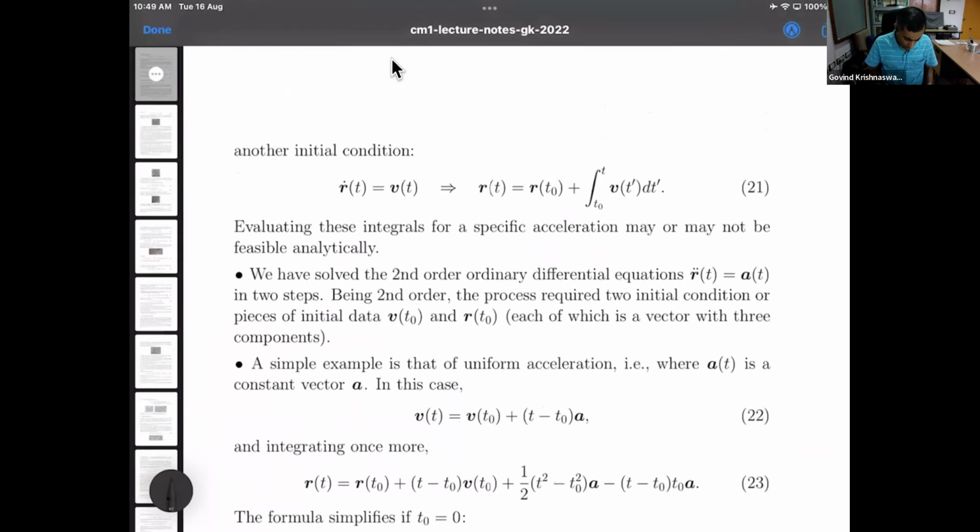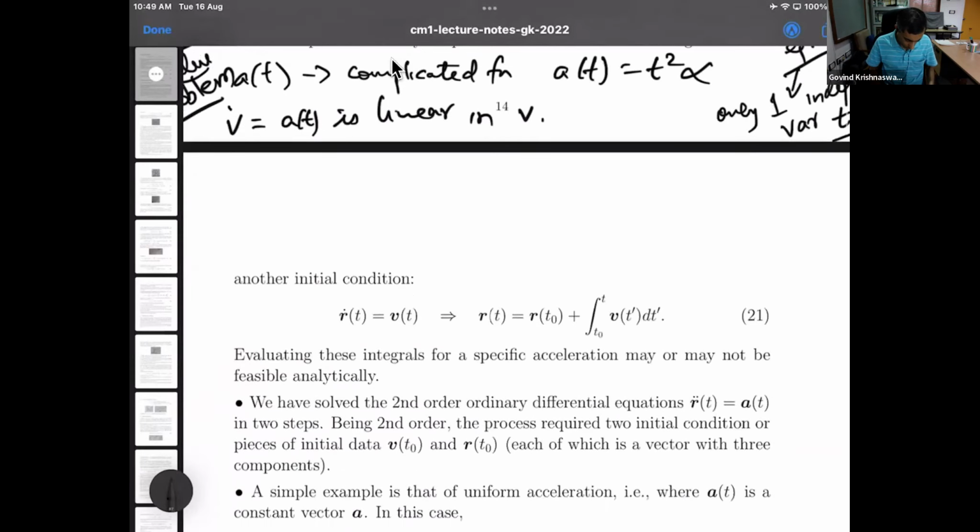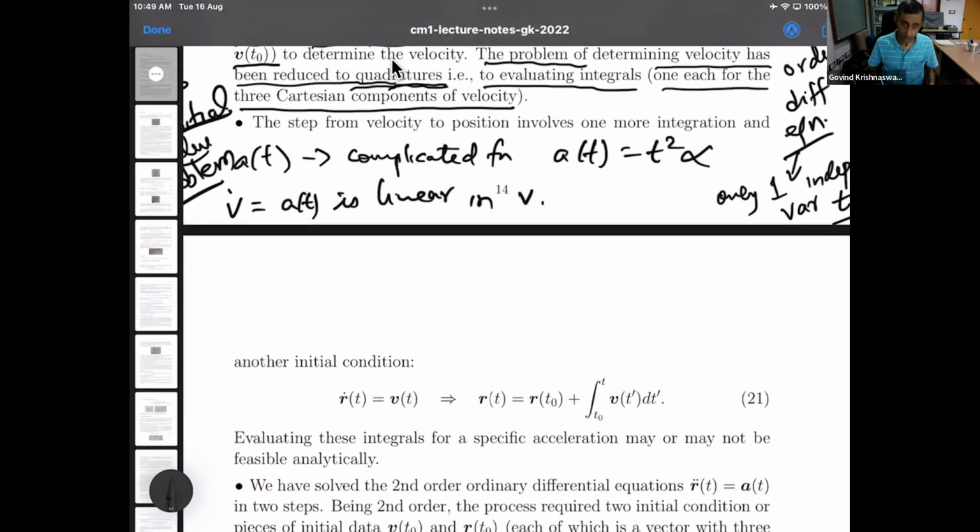Okay, coming back to our process of integration of kinematical equations. The step from velocity to position. We have taken one step, namely from acceleration to velocity. And now we want to take another step, namely from velocity to position. This involves one more integration and another initial condition.